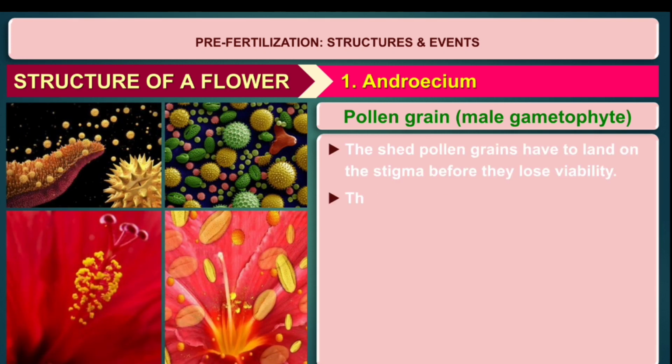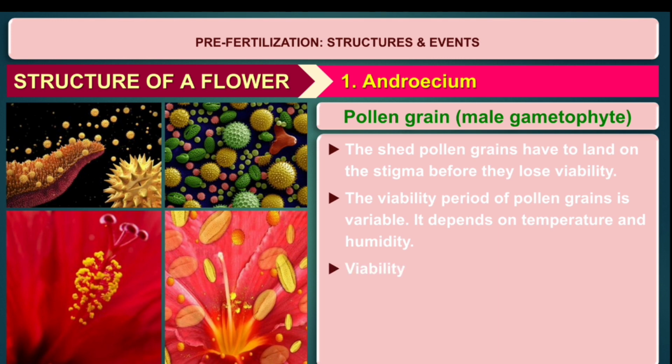This is also one of the very important points. The shed pollen grains have to land on the stigma before they lose viability. Now, what is the viability period? When the pollen grain falls on the stigma, it produces a pollen tube and fertilization will occur. This period we call the viability period. The viability period is variable, depending upon the temperature and humidity.